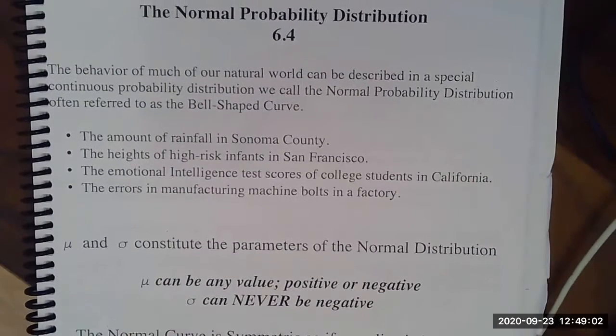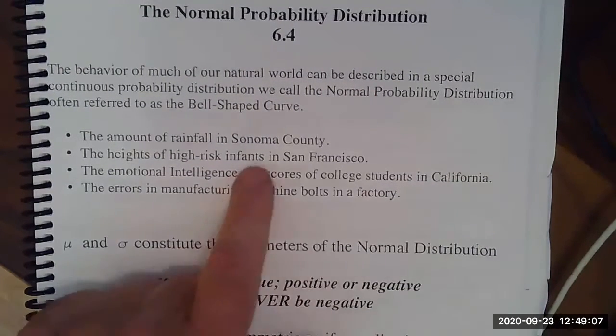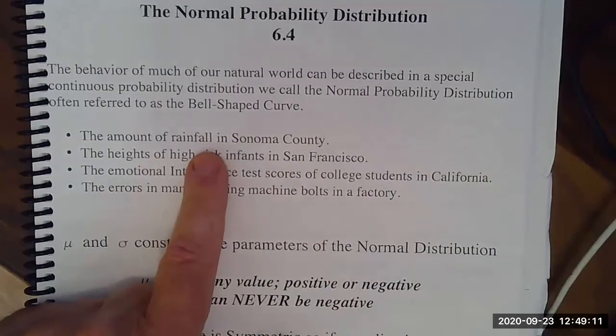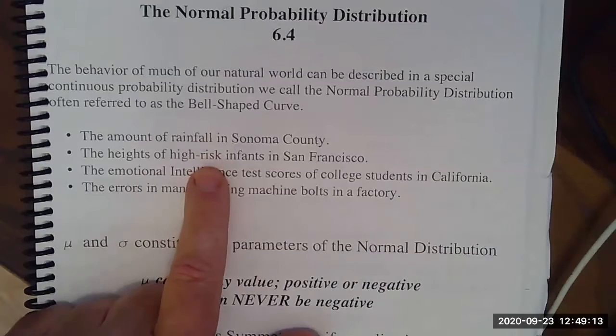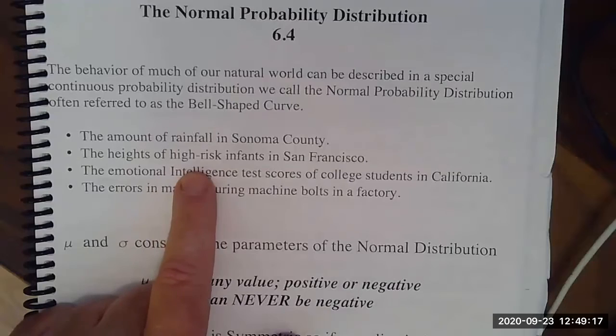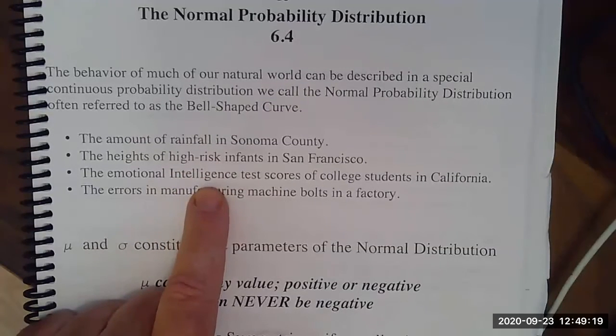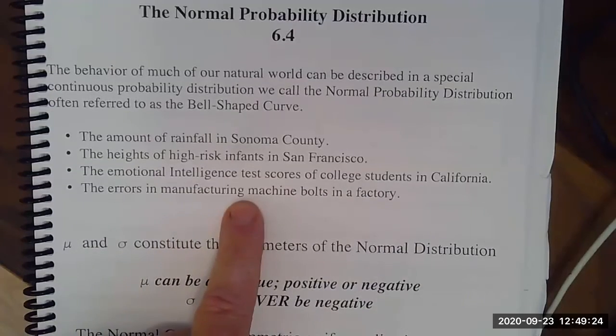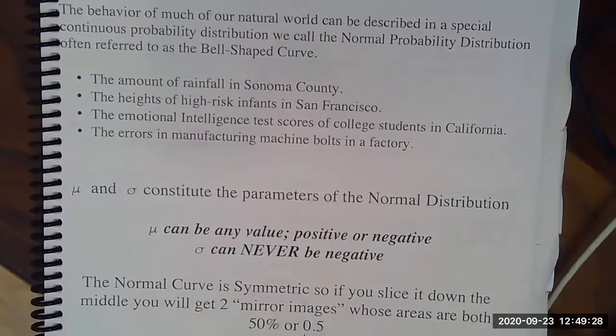Okay, the behavior of our natural world can be described usually as a normal, bell-shaped curve. So the amount of rainfall, you know, these are just some thoughts and examples. Heights and emotional intelligence scores of college students, errors in manufacturing machine bolts, and so on.